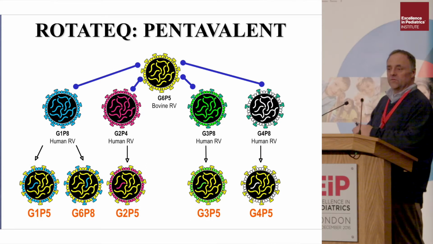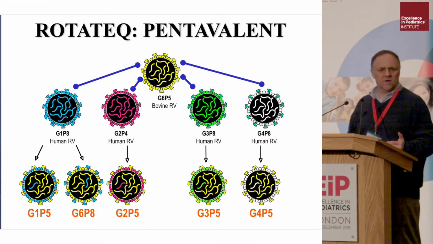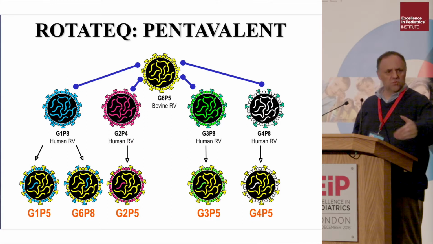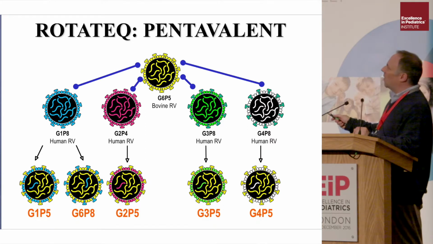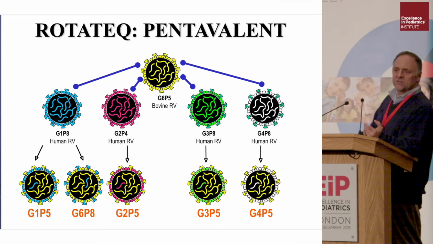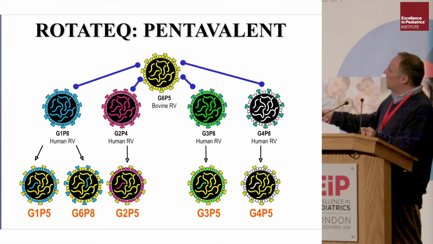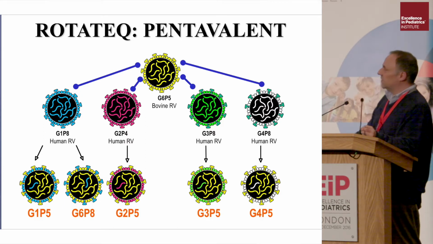ROTATEQ has a different philosophy. They started with a bovine rotavirus, which has a machinery which, if you use it in humans, is naturally attenuated. It will not generate overt disease in humans. But in order to humanize this, because you do not want to protect against the G6P5, P5 viruses are not known in human medicine, what they did was they reassorted this with different human G1P8, G2P4, G3P8, and G4P8. And out came these viruses, and they constitute the pentavalent ROTATEQ vaccine.